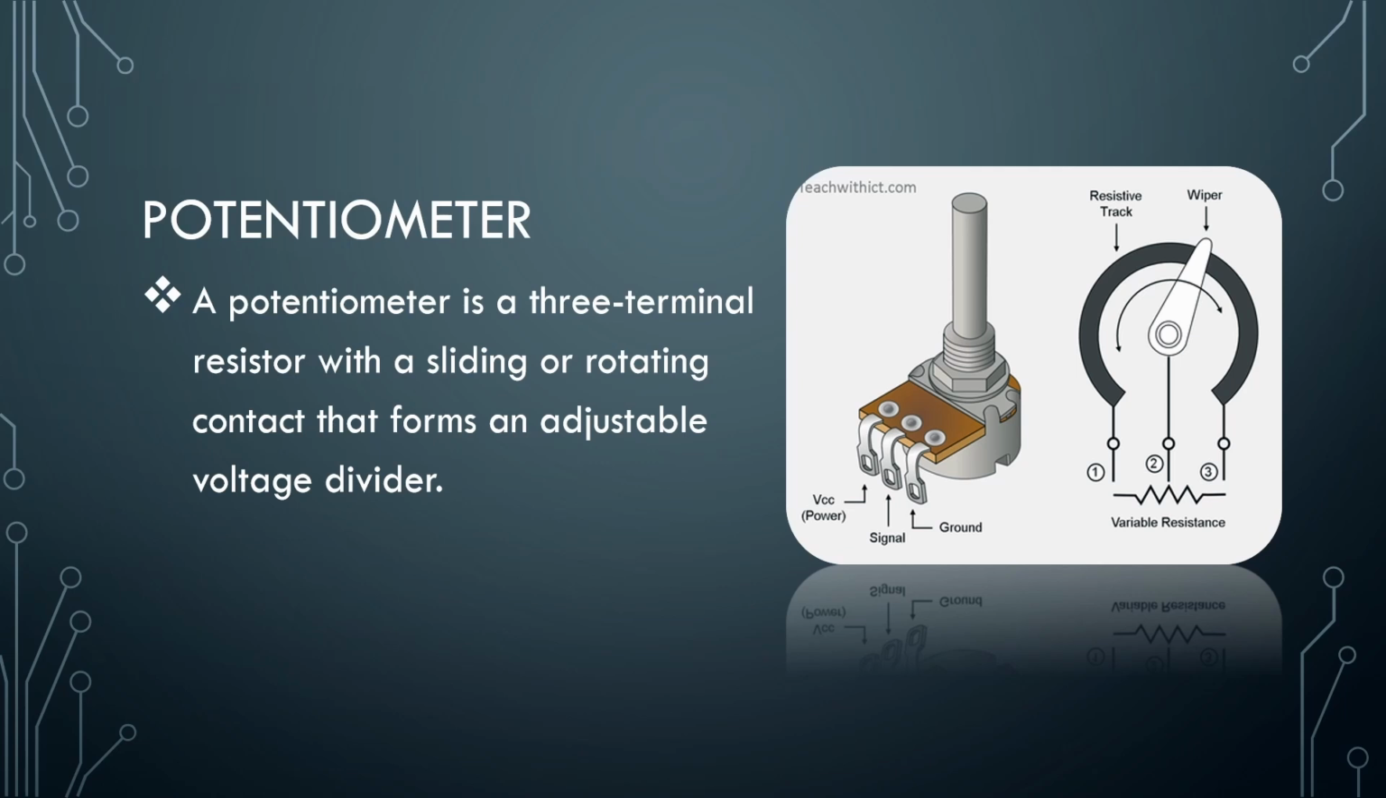A potentiometer is a three-terminal resistor with a sliding or rotating contact that forms an adjustable voltage divider, also known as a voltage divider.